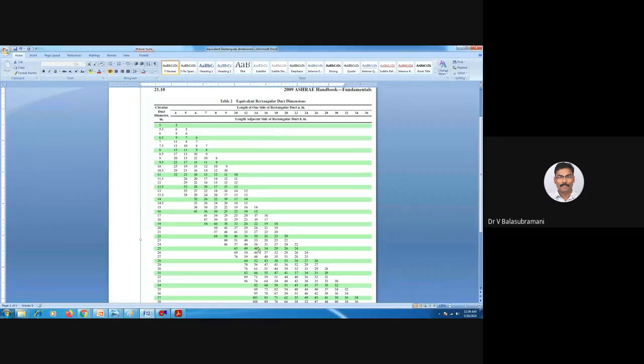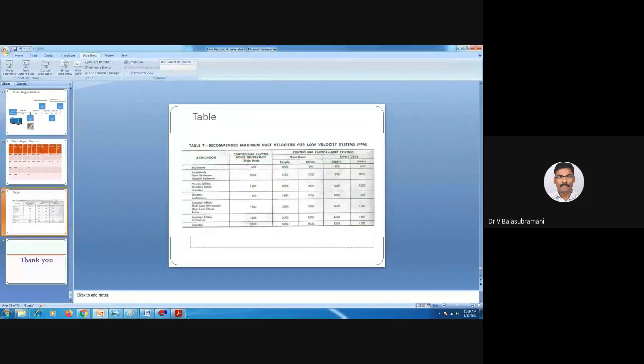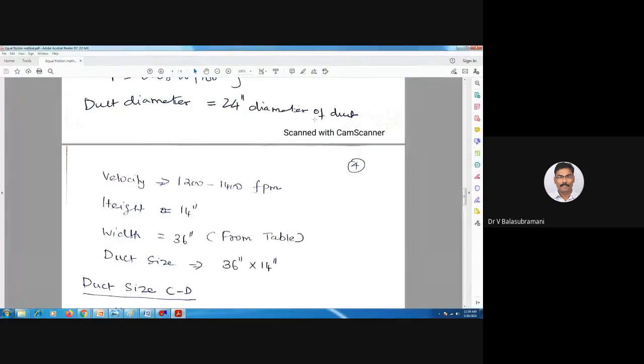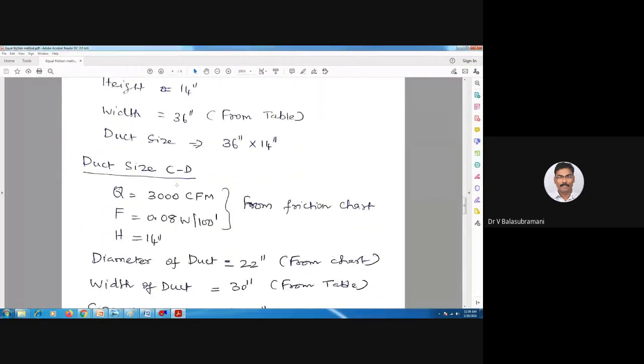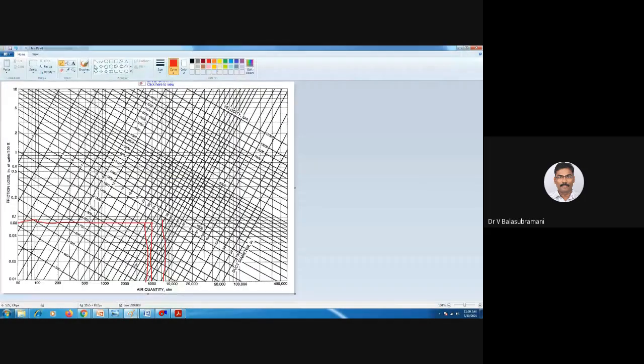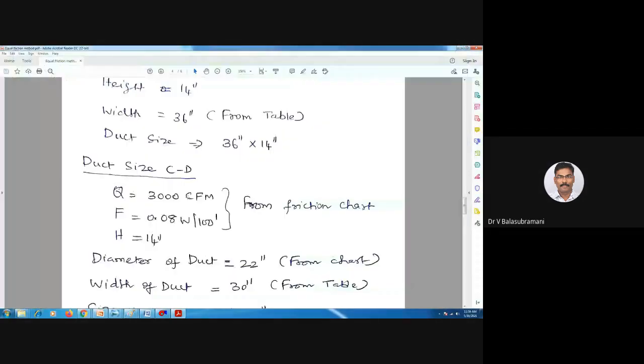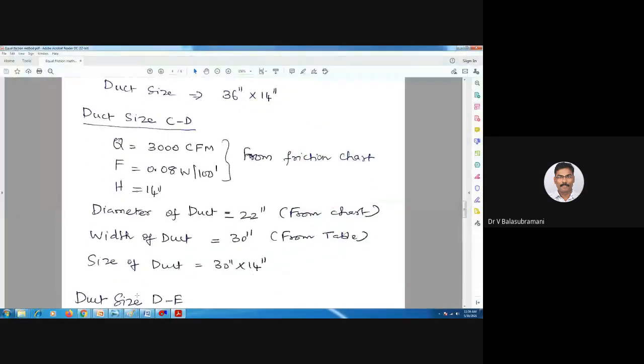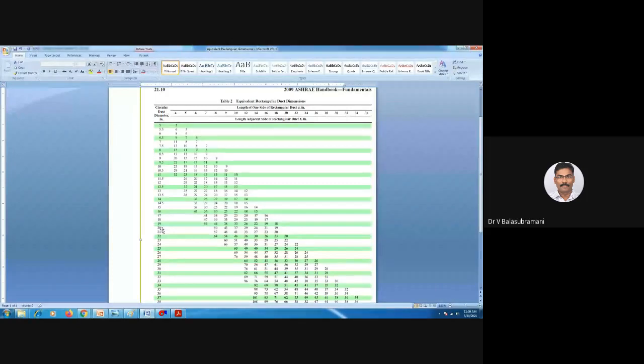From 14, draw a vertical line. So for the 24-inch diameter of the duct, 36 by 14. Similarly, C2D, I think this is 3000. I think the equivalent diameter is 22, the nearest higher value is 22. So here 22 is the diameter of the duct. So the size of the duct is equal to 30 by 24.